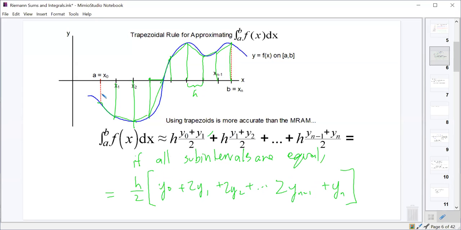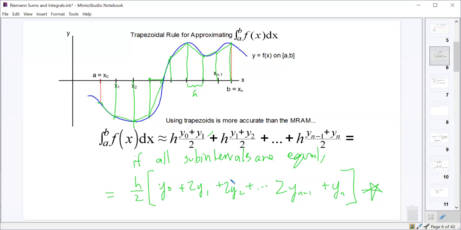sub n. Right, so we use the first base once, we use the last base once, and we use every other base twice, once for the trapezoid before it and once for the trapezoid after it. So this is if we have equal subintervals. Equal subintervals, h over 2, y0 plus 2y1 plus 2y2, and so on until you get to y sub n. Unequal subintervals, you have to do each one separately and do all the calculations.